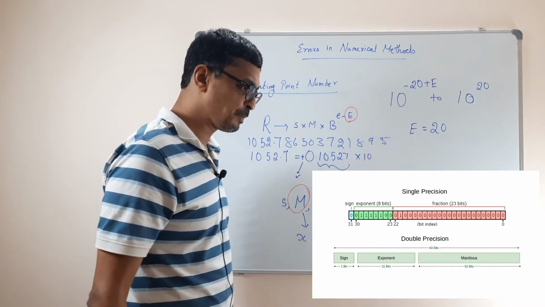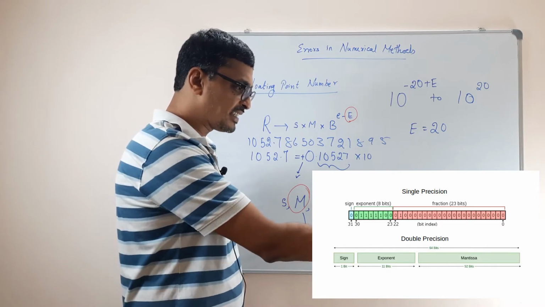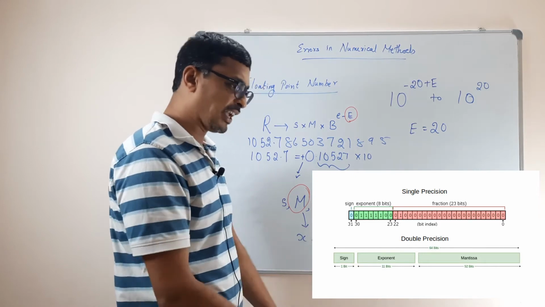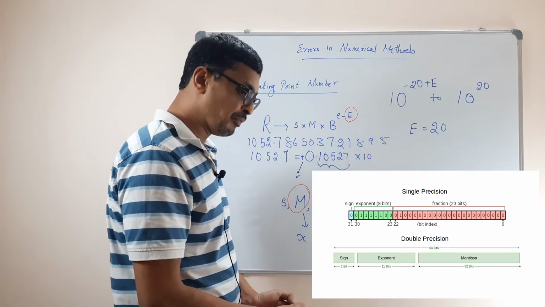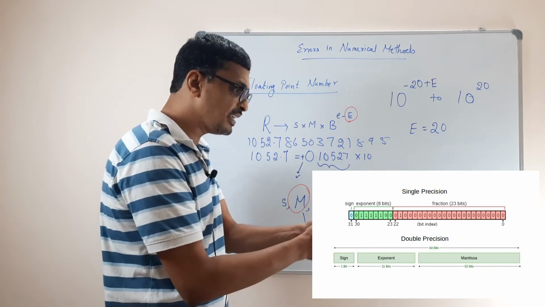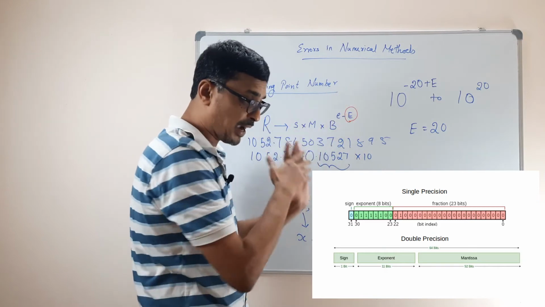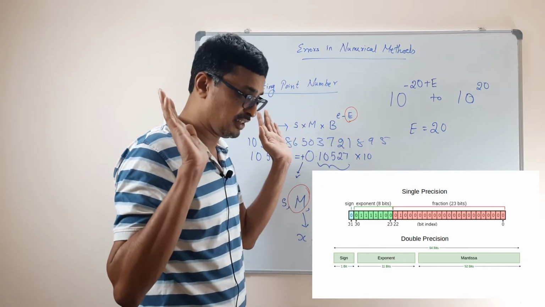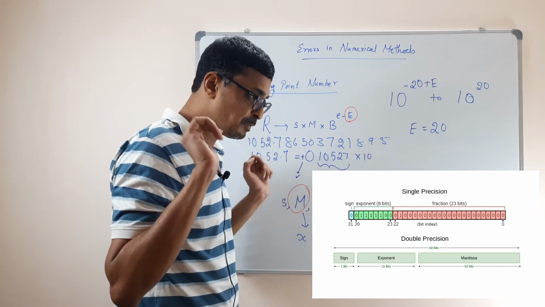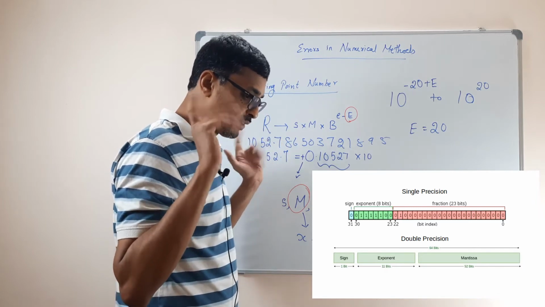The next 8 bits are used for the exponent. When I mention exponent here, it means exponent minus bias. The exponent is added or subtracted with the bias, so that I don't need a sign here. Can you make it clear? Clear, everyone?